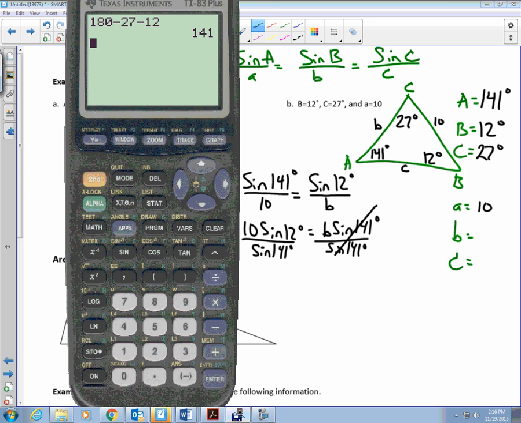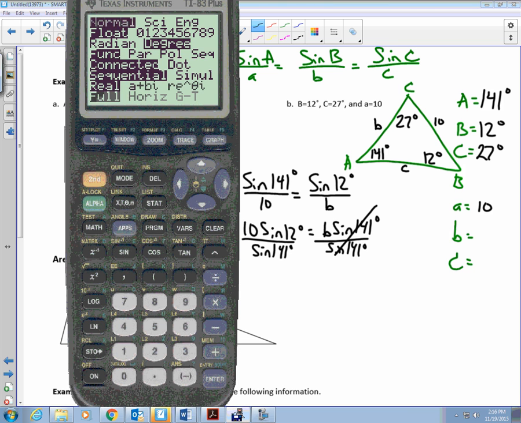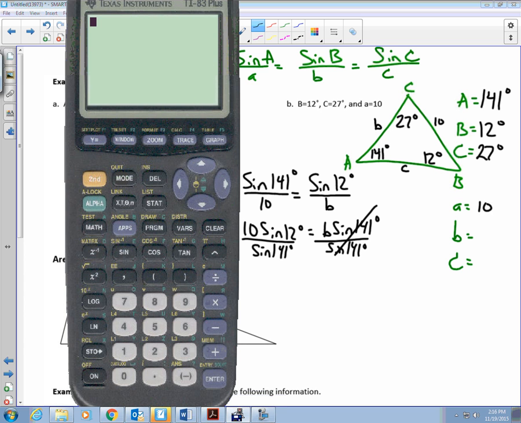On your calculator, do you need to be working in radians or degrees? Degrees. Make sure you're working in degrees. And I take 10 times the sine of 12. Make sure you close your parenthesis, divided by the sine of 141. And I get 3.30. Great. I've now got two sides.